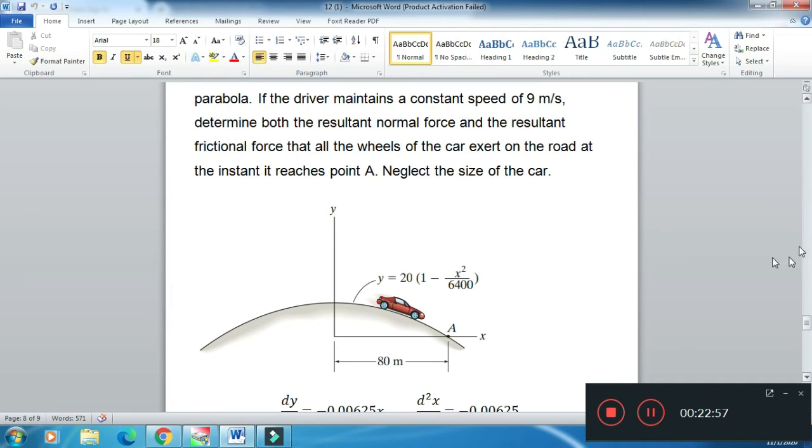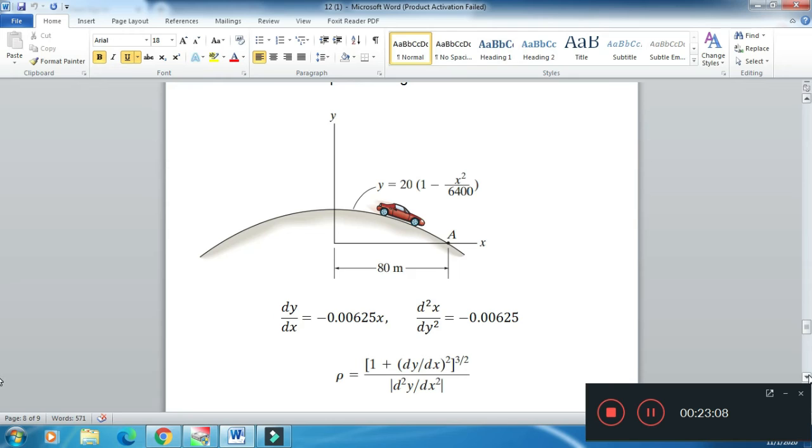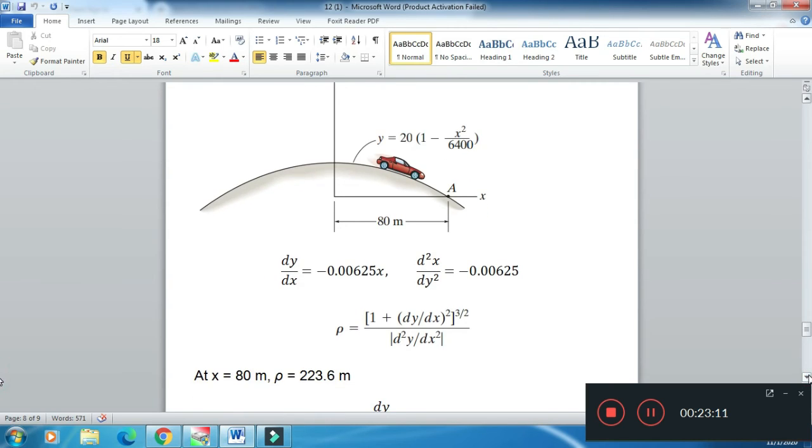We are interested in determining the normal and tangential force when x is equal to 80. So we will determine the radius of curvature at a point where x is equal to 80. From the mathematics background, we can prove that radius of curvature is related to the slope, and it is related to the second derivative d2y over dx square. And if you find these two derivatives, we can substitute and we can find the radius of curvature at a particular instant.